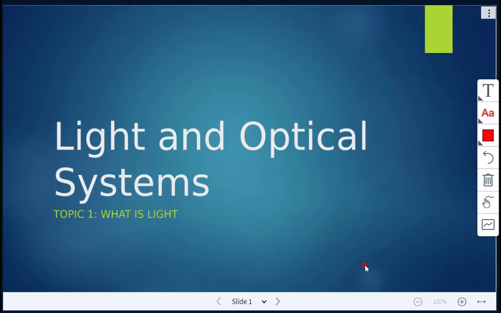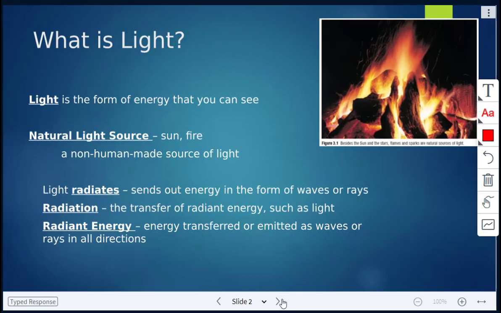All right, so our next unit is the Light and Optical Systems unit, and our first topic in this unit is called What is Light? All right, so what is light? So light, it is the form of energy that you can see.